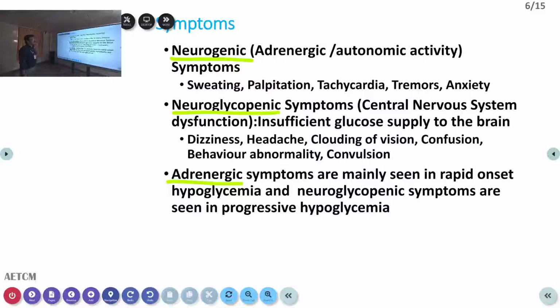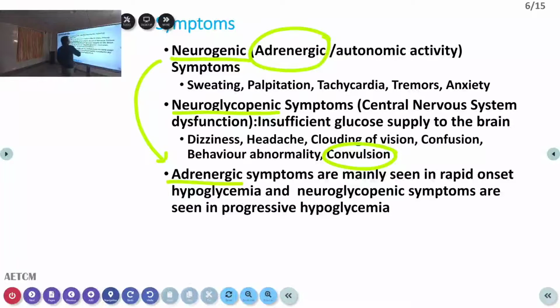Next one is adrenergic symptoms. They are mainly seen in rapid onset of hypoglycemia, and neuroglycopenic symptoms are seen in progressive hypoglycemia. So adrenergic or neurogenic symptoms are an important clue for hypoglycemia. But in patients on beta blockers, these symptoms can be absent. They suddenly develop coma and convulsion. But anybody who is not on a beta blocker, if he develops hypoglycemia, all the symptoms will be there.